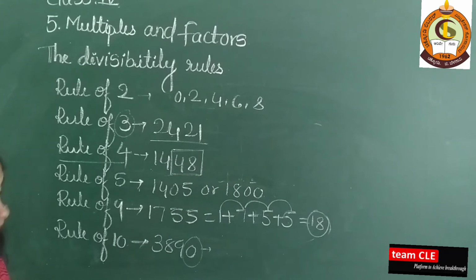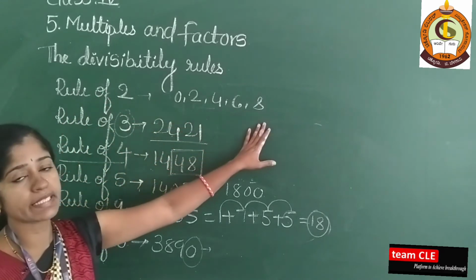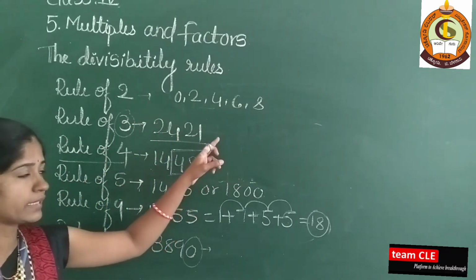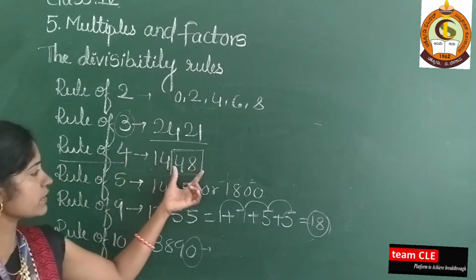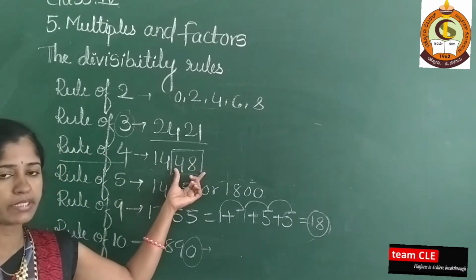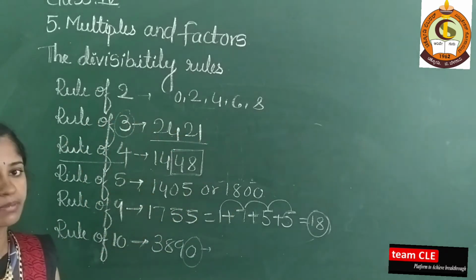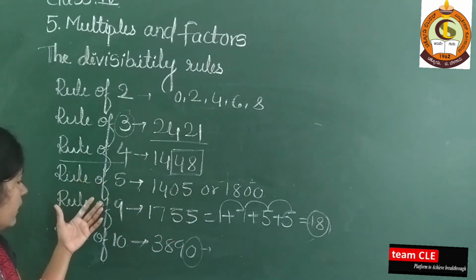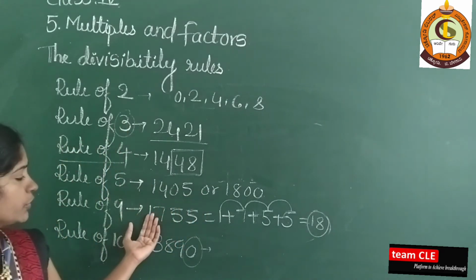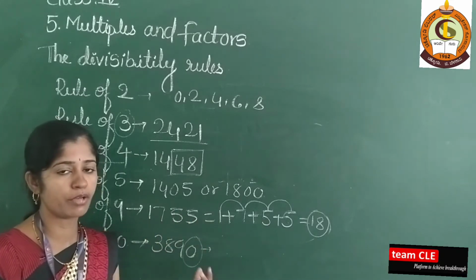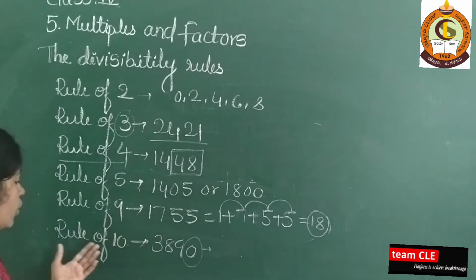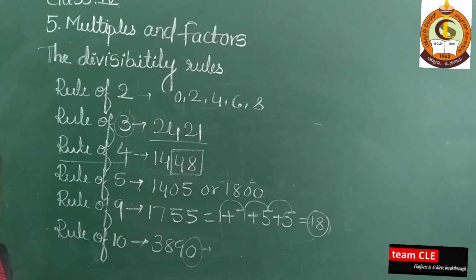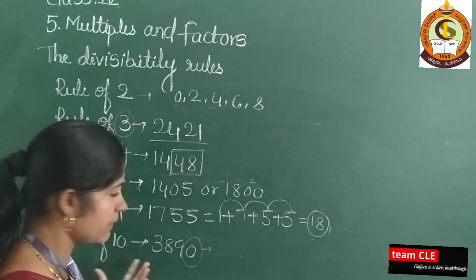Okay, dear students, see here, if 0, 2, 4, 6, 8 is in the ones place, that number is divisible by 2. You add the digits, and if the sum is a multiple of 3, then that number is divisible by 3. Rule of 4 means you see the last two digits, and if that number is divisible by 4, the complete number is divisible by 4. If 0 or 5 is in the ones place, that number is divisible by 5. Here the rule of 9 and the rule of 3 are the same. You take the digits, add them, and if the sum is a multiple of 3 or 9, that number is divisible by 3 or 9 respectively. The rule of 10 is, if 0 is in the ones place, that number is completely divisible by 10.